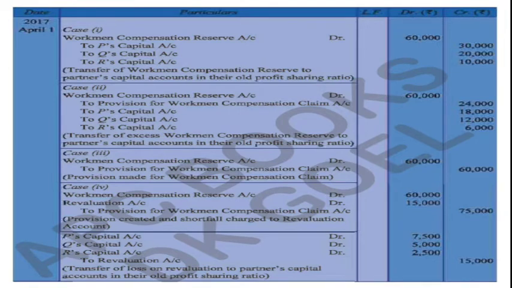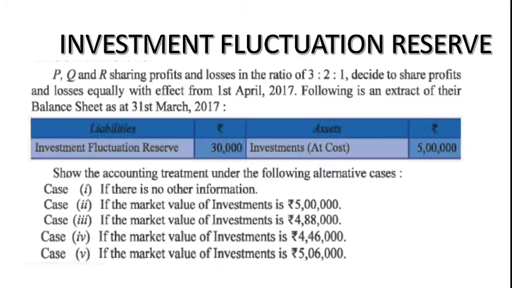Let us see now about investment fluctuation reserve. Investment fluctuation reserve is prepared so that if there is any difference between market value and cost value of the investment, it can be compensated by investment fluctuation reserve. So for example, if your building is of 20 lakh cost price and market price is 18 lakh, the 2 lakh difference will be paid by investment fluctuation reserve. So investment fluctuation reserve is prepared to compensate the difference between cost and market value of investment.